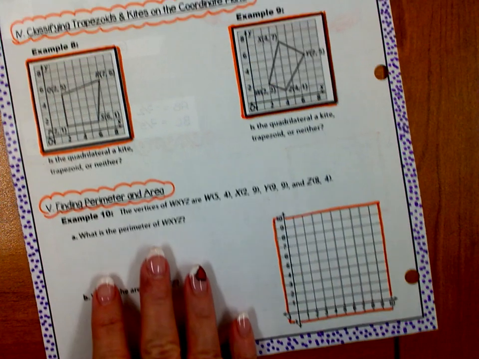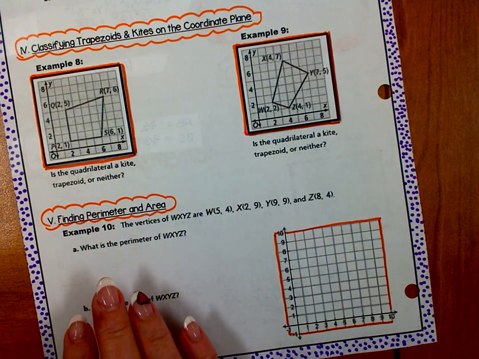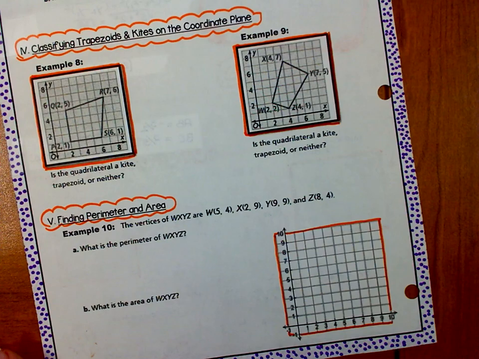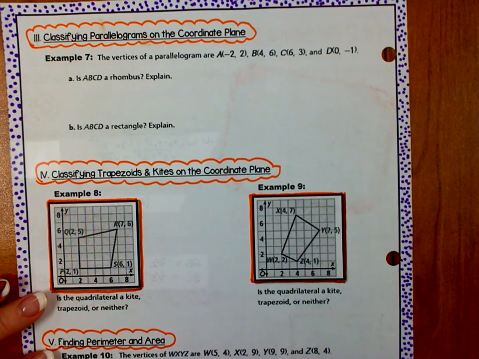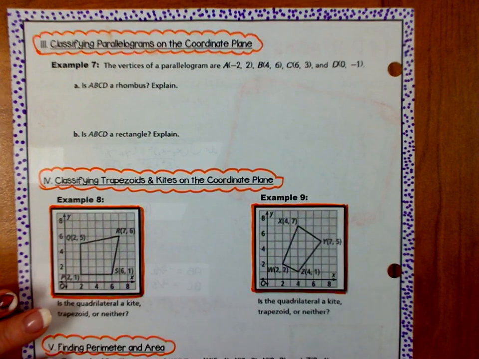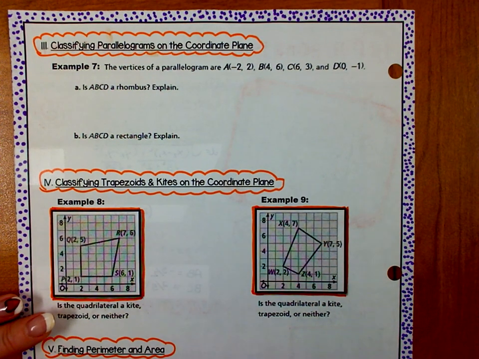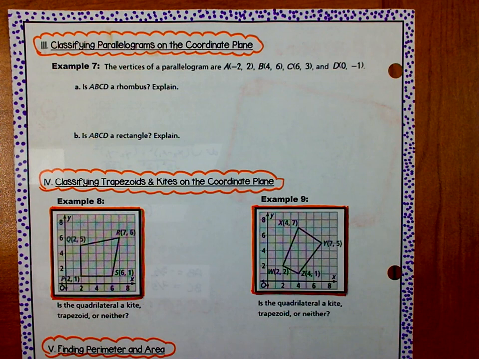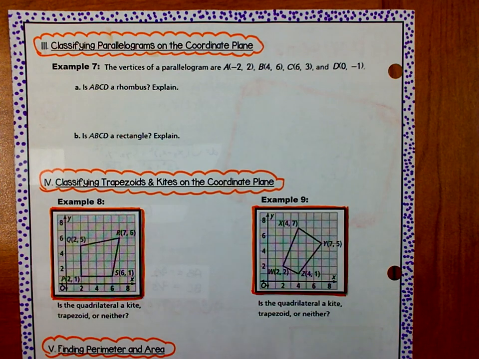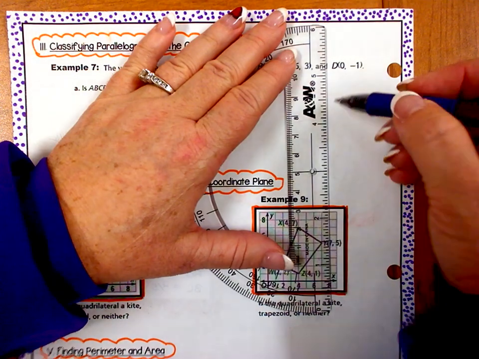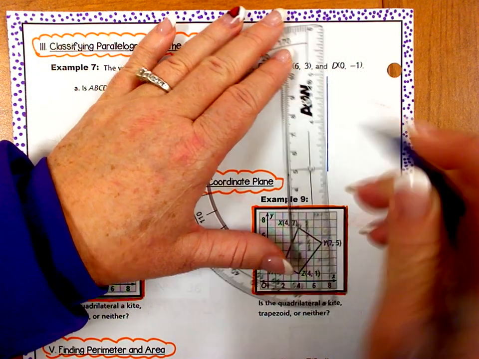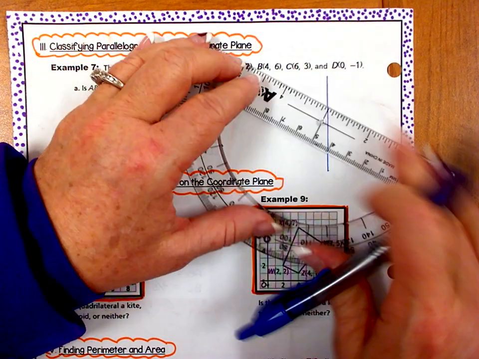Alrighty, so let's look at classifying parallelograms. Okay, so let's slide this down where we can see it. The vertices of a parallelogram are (-2, 2), (4, 6), (6, 3), and (0, -1). All right, now that we're dealing with four ordered pairs, it's probably going to be easier if we go ahead and sketch what we have. So I'm going to draw a quick graph.